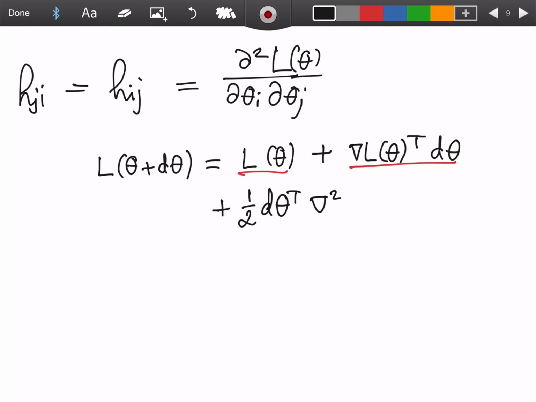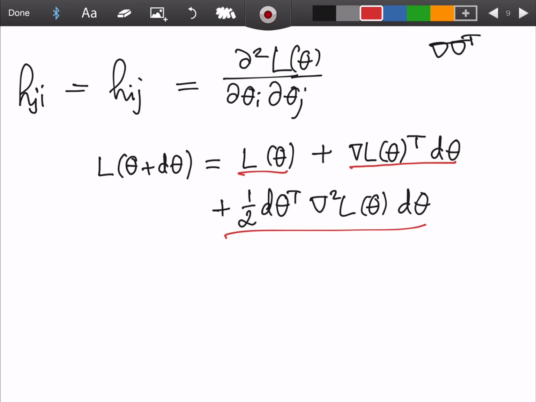the Hessian, which is denoted by this nabla squared. This is the symbol for the Hessian. It's differentiating twice. Or you can think of it as gradient transpose of L of theta, times d theta. So this is a quadratic form. This is known in algebra as a quadratic form. Plus, of course, we have some additional term that will be of third order. Obviously, when d theta is small, this approximation is much more accurate than the linear approximation.